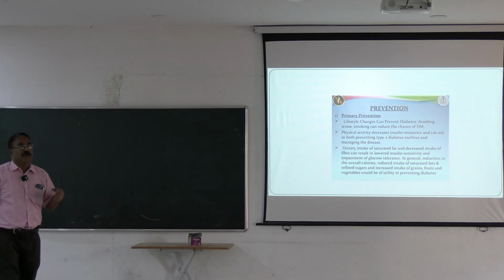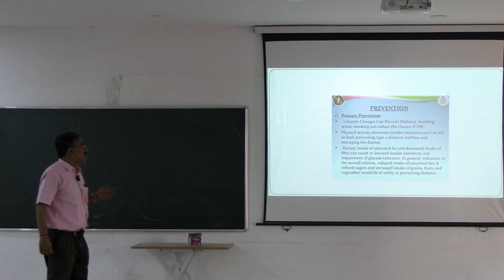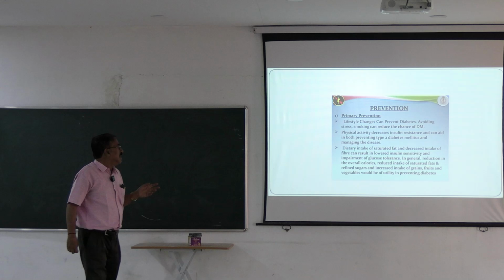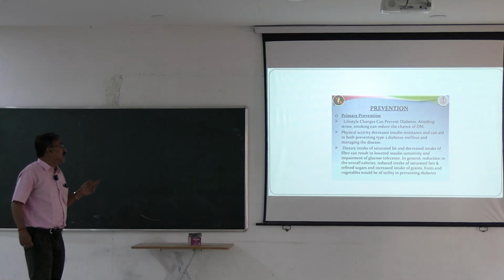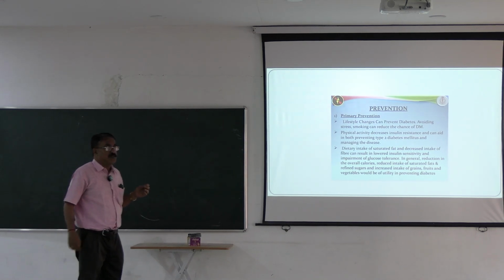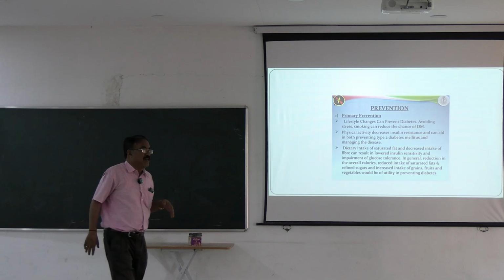So here, how do you prevent it? Lifestyle changes can prevent diabetes to a large extent. Physical activity decreases insulin resistance, and decreased intake of saturated fat and decreased intake of fiber can lead to lower insulin sensitivity. So you have to take plenty of fiber. Fiber means a lot of green vegetables and stuff like that.